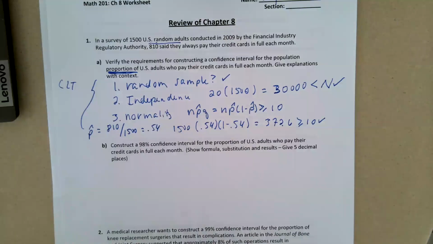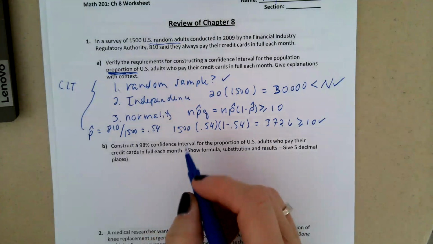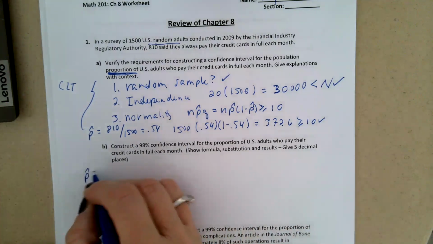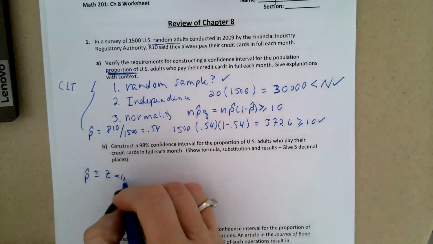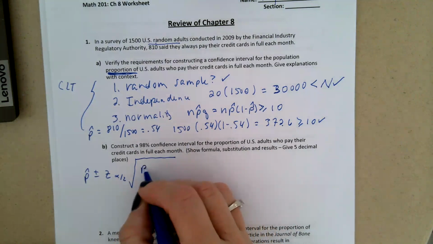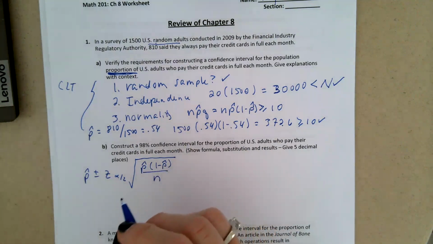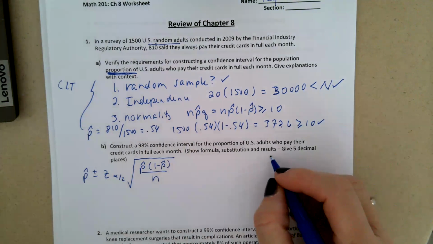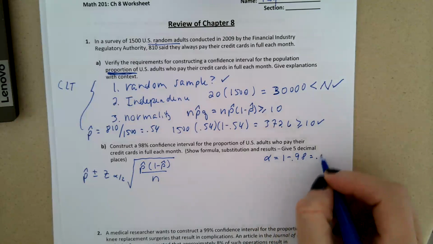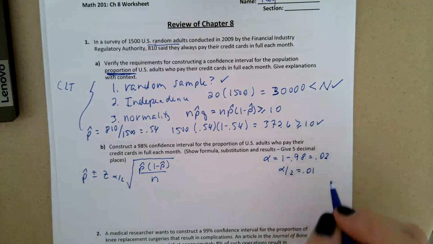Okay. So it says construct a 98% confidence interval for the proportion of U.S. adults who pay their credit cards in full each month. We're going to show the formula and substitution. So the formula is P hat plus or minus the critical Z value of alpha divided by 2 times the standard error, and the standard error is the square root of P hat times 1 minus P hat all over N. So we need to know alpha, which is 1 minus the confidence level of 0.98. So alpha is 0.02. Alpha divided by 2 is 0.01.